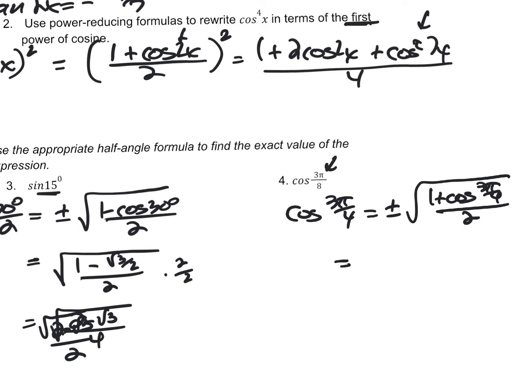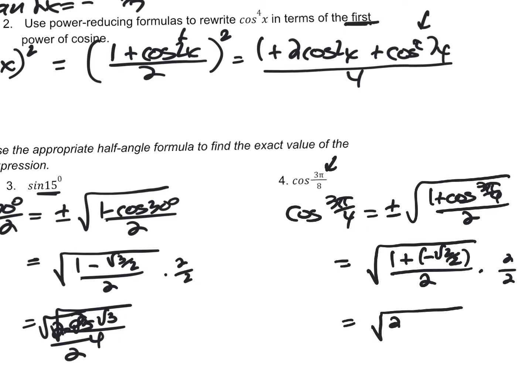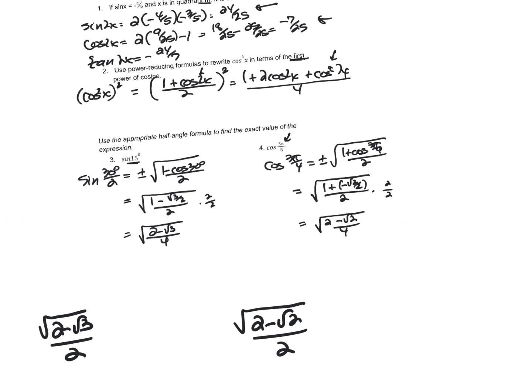3 pi over 8 is also in quadrant 1, so I can drop the plus or minus because it's going to be a plus. I'm just going to work through like I just did a second ago. Cosine of 3 pi over 4 is negative square root of 2 over 2, because it's in quadrant 2, over 2. Multiply to get rid of the fraction. That's going to give me square root of 2 minus the square root of 2 over 4. And again, I know the square root of 4 on the bottom, so it just gives me a radical in my numerator. 2 minus the square root of 2 over 2. A bunch of 2's on that one. Let me see if anything else on this page.